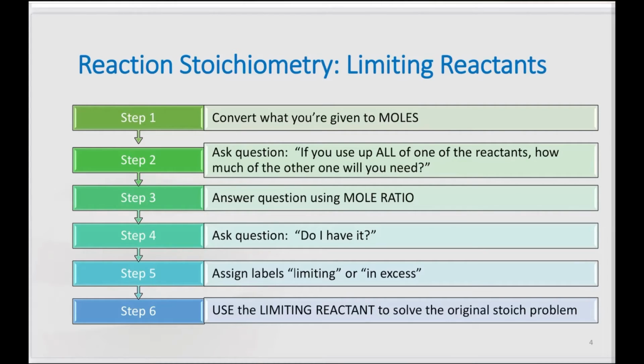Step 5, I want you to assign labels. I want you to say limiting and excess. This is for your limiting reactant and your excess reactant. If you assign the labels to them on your paper, you are less likely to get confused and get them mixed up as you continue the calculations. Step 6, use the limiting reactant to solve the original stoichiometry problem.